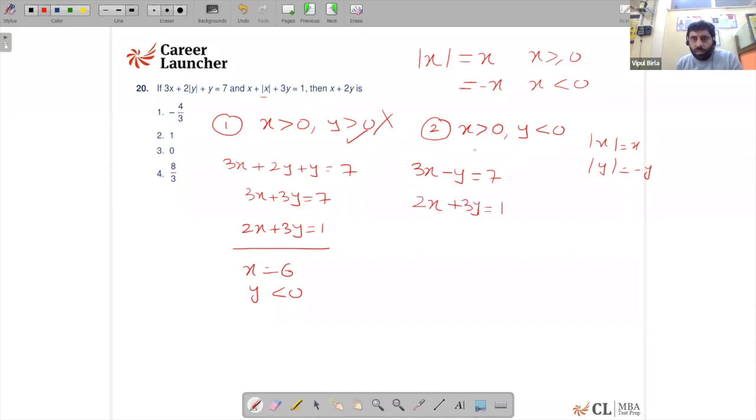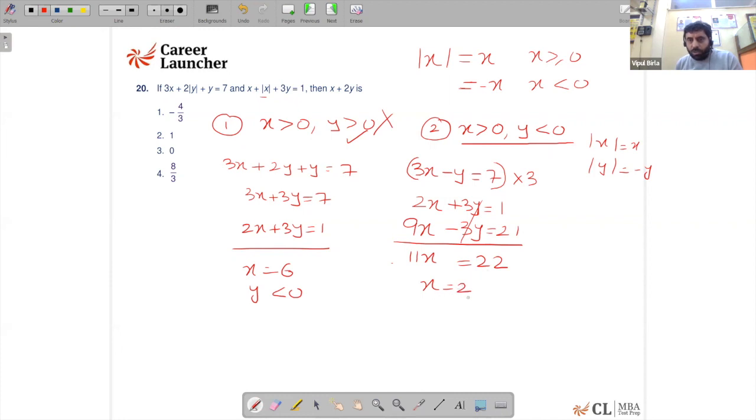Now the case was when I assumed x to be greater than or equal to 0 and y to be less than 0. Now we've got two equations. So multiply the first equation with 3 to make the coefficient of y same. So it will come out to be nothing but 9x minus 3y is equal to 21. Now if I add these two equations, I end up getting 11x, y will get cancelled, is equal to 22, and therefore x will come out to be 2.